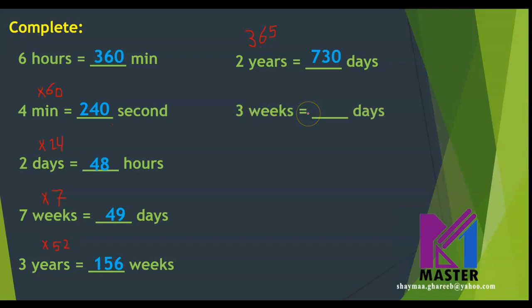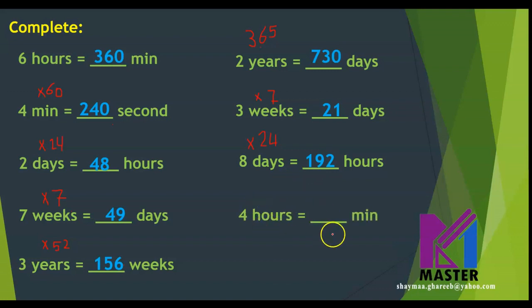Three weeks and days, so 3 times 7, because there are 7 days in the week, so it will be 21 days. 8 days and hours, there are 24 hours in the day, so I will multiply by 24, so 8 times 24 equals 192.